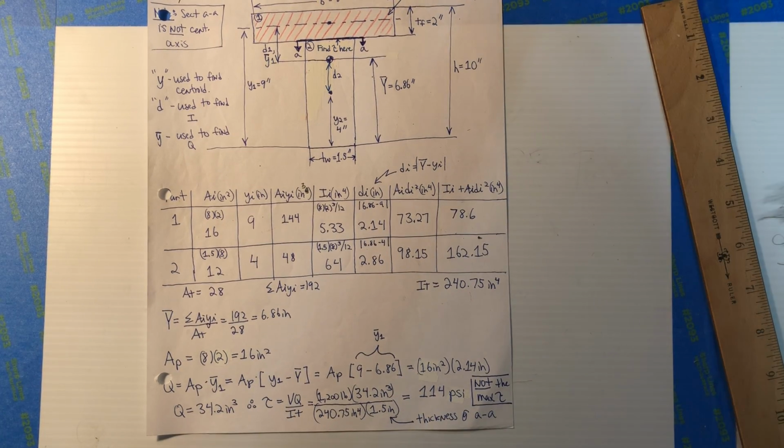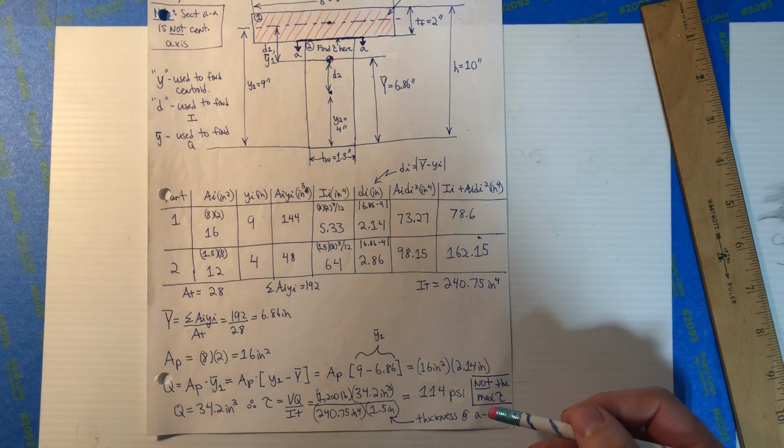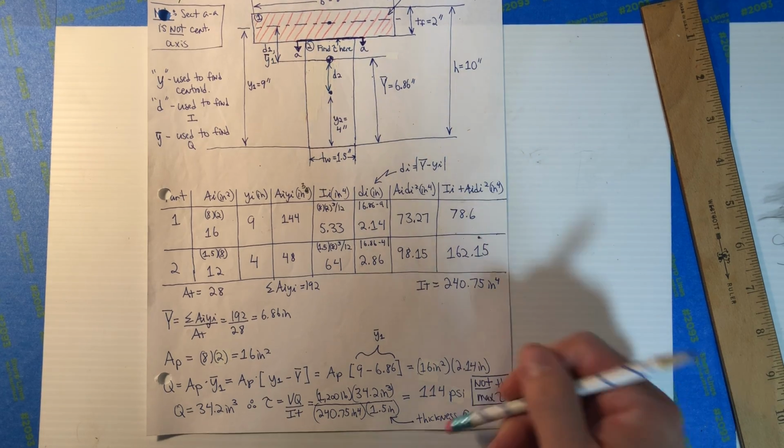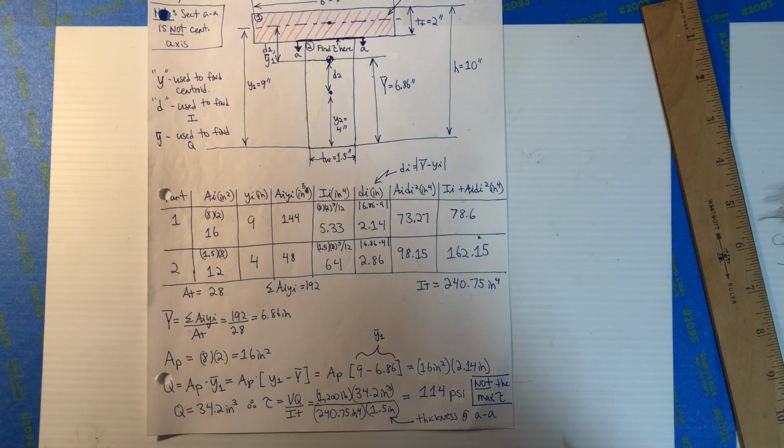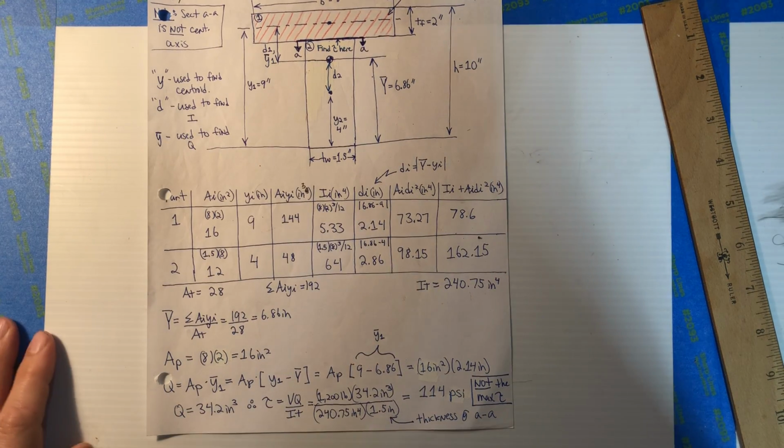And we get 114 psi, and just like we just said, that's not the maximum shear stress, but you can see it's a very low number. So the odds of this beam failing in shear, not real high. Like I said, most of these sections, the bending stress is the more critical.